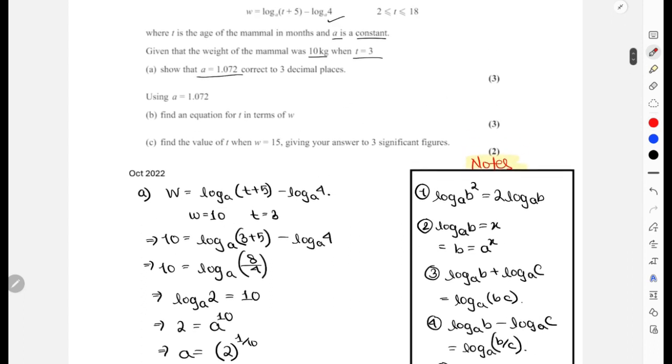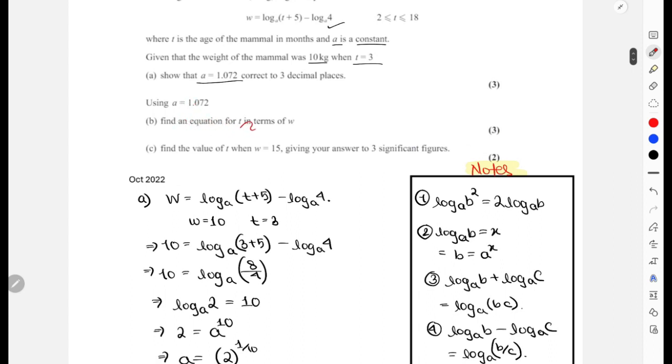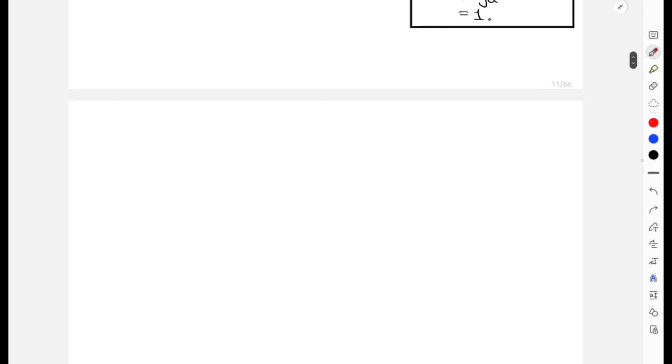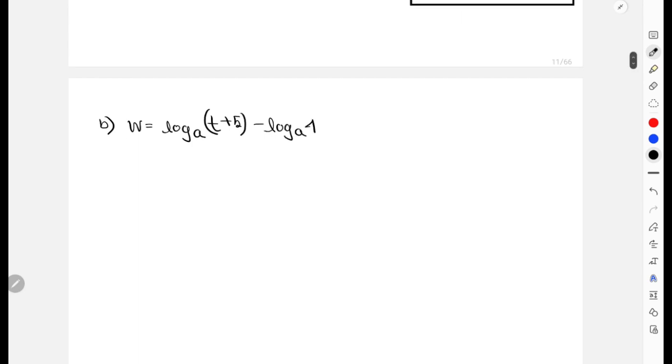Okay, now we're done with part A. Now it says for part B, find an equation for t in terms of w using the value for A. Okay, now we need to eliminate x from that equation. That's what they're actually asking about. So for part B, the original equation was W equals log base A (t plus 5) minus log base A 4, right? I can easily take log base A common from this part.